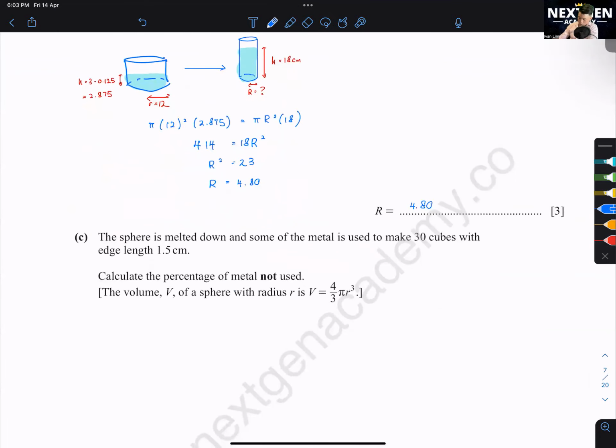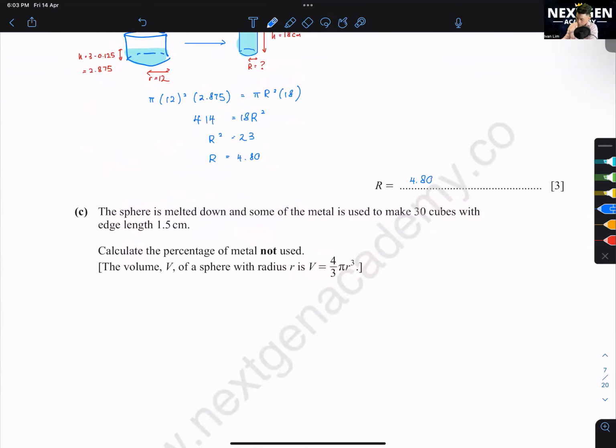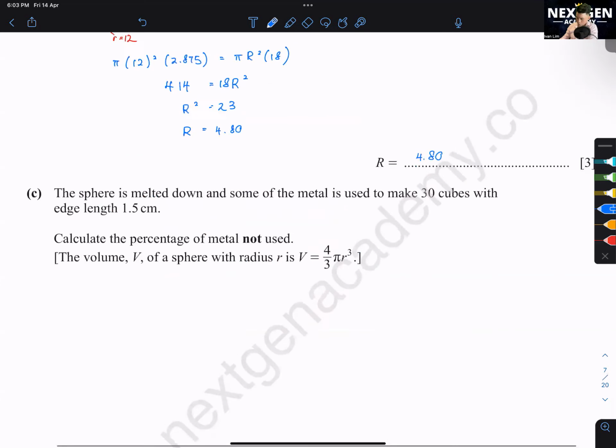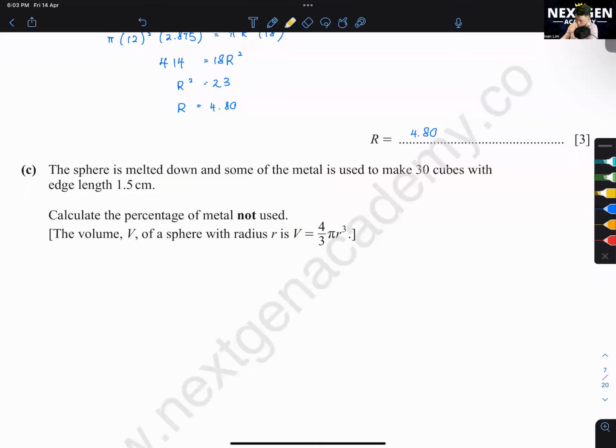Okay, next one. The sphere is melted down and some of the metal is used to make 30 cubes with length 1.5 cm. Calculate the percentage of the metal not used. So I draw my sphere here first. I got this big sphere.